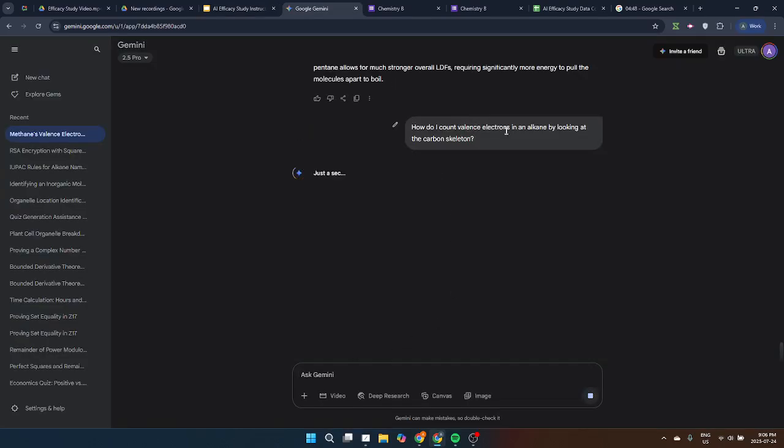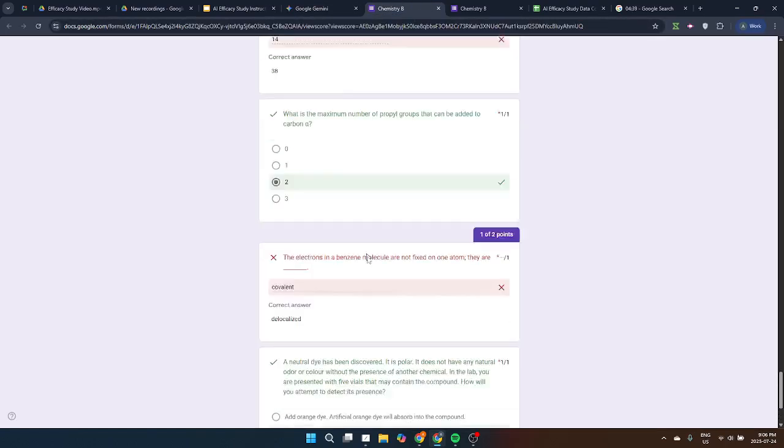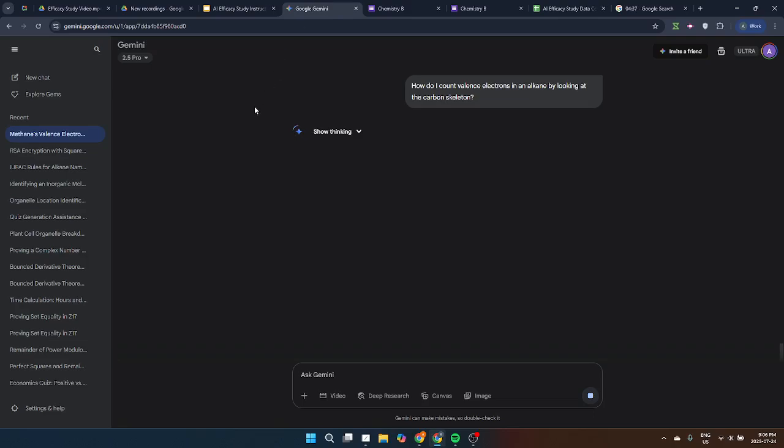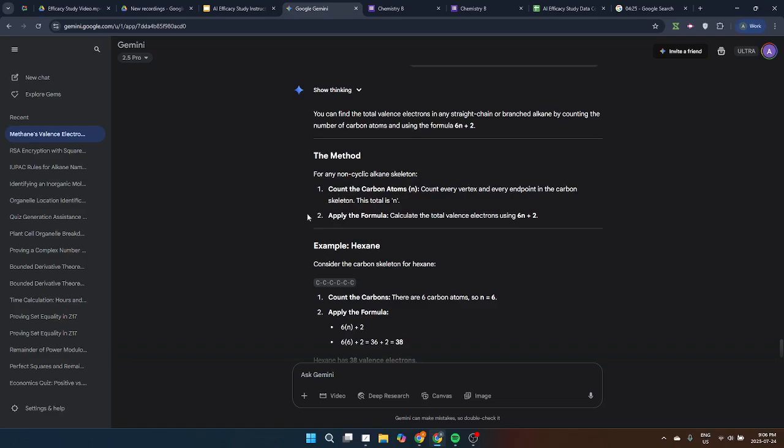How do I count valence electrons in an alkane by looking at the carbon skeleton? Oh, okay, yeah, this is a good question. This was just the concept that I struggled with on my first pass through of this quiz. But yeah, this should be 6n plus 2. That's a nice little general solution they give us here, for a non-cyclic alkane skeleton.